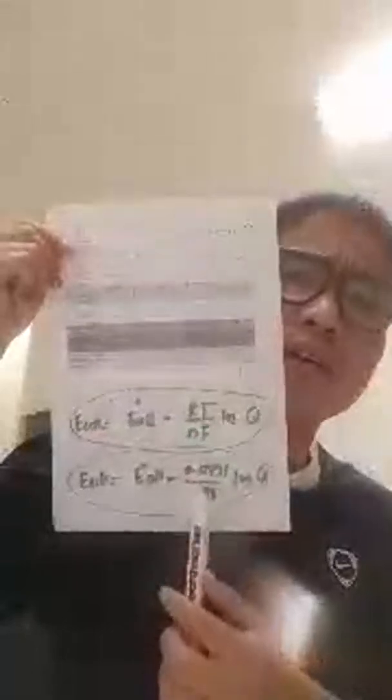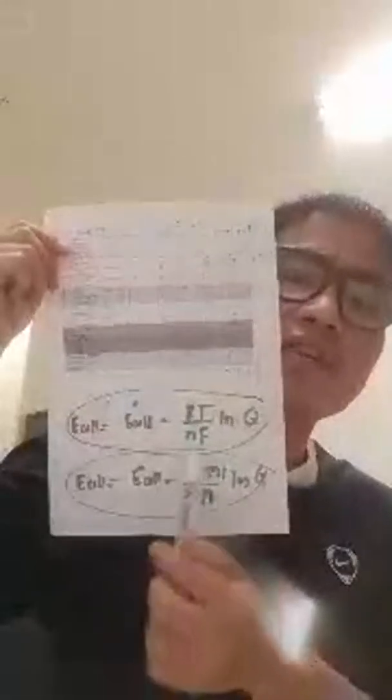Equals E cell like this, 0.0591 and the logarithm of Q. So I would rather use this logarithm rather than the ln because there's already the standard value of 0.0591. Here there is too much substitution of R, T, and F. But if you want to do that, it will yield the same answer. These are all Nernst equation.